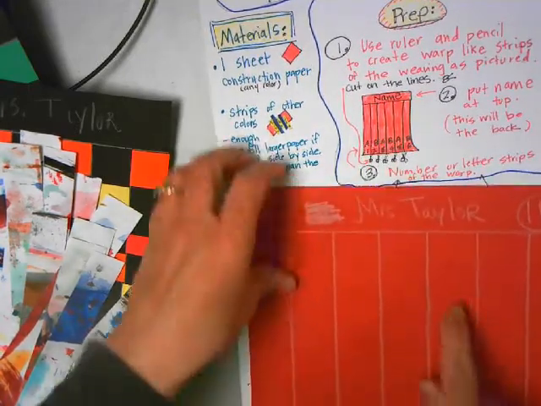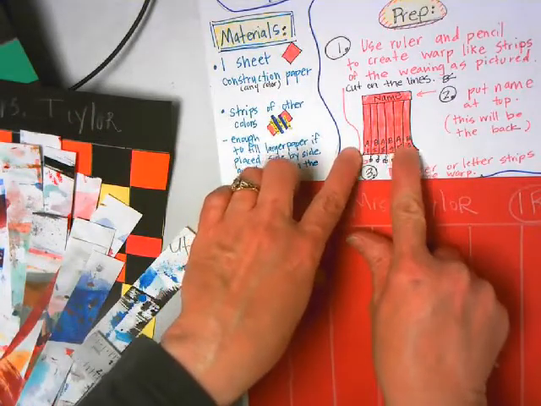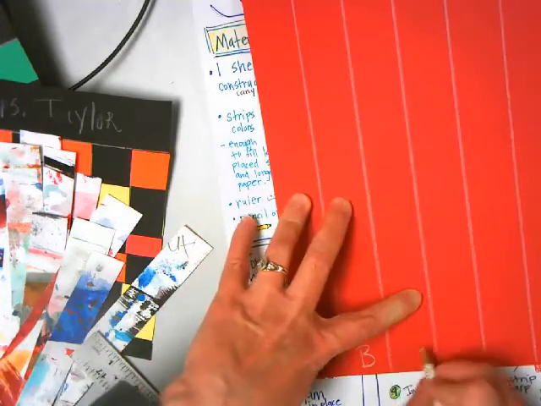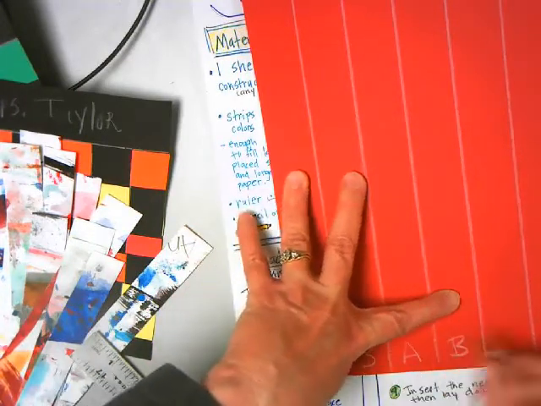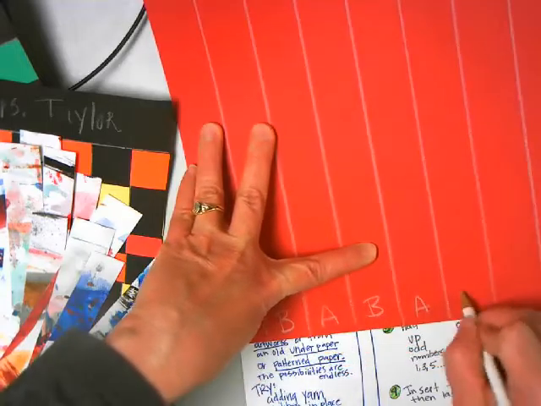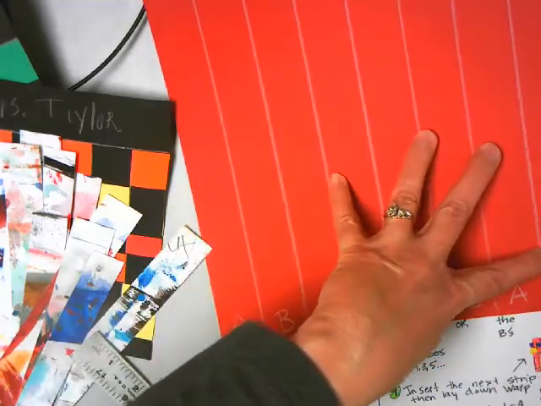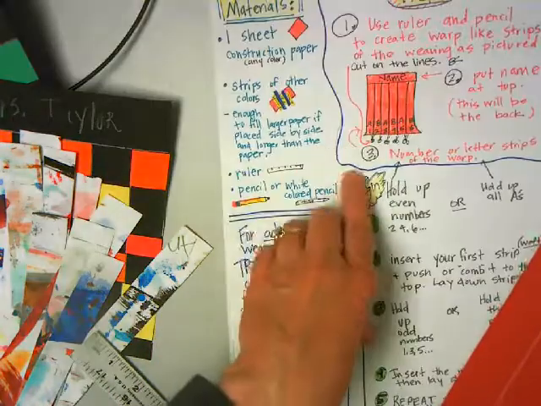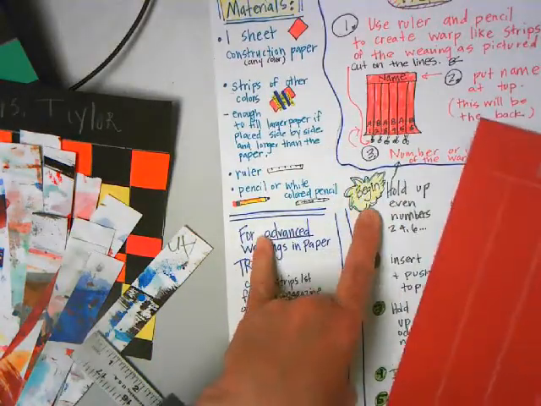Okay, then I'm going to either letter or number these strips. I really like to do just A, B, because we're making a pattern, so I'm going to make an AB pattern all across. But you could use numbers too. Hold up your even or your odd numbers, okay? And then I'm ready to begin.